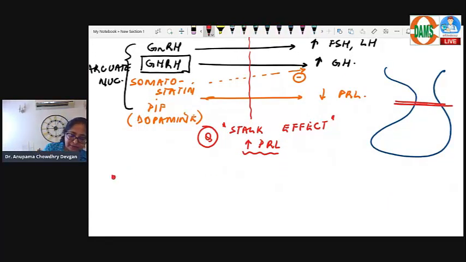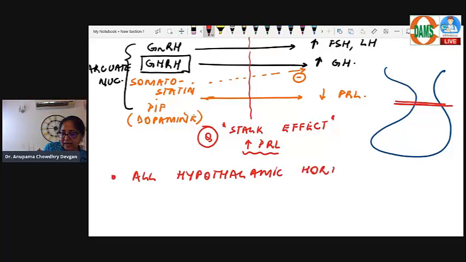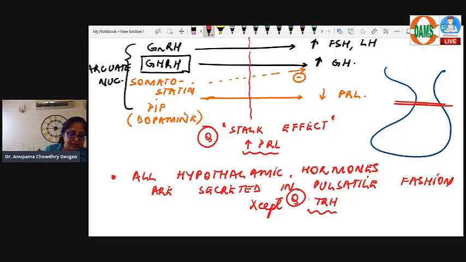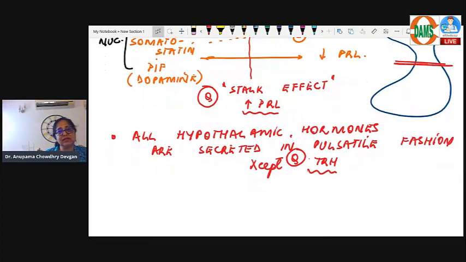One small point here: all hypothalamic hormones are secreted in a pulsatile fashion, right? All hypothalamic hormones are secreted in a pulsatile fashion except TRH. Important question here, except TRH. So this is one important point here.